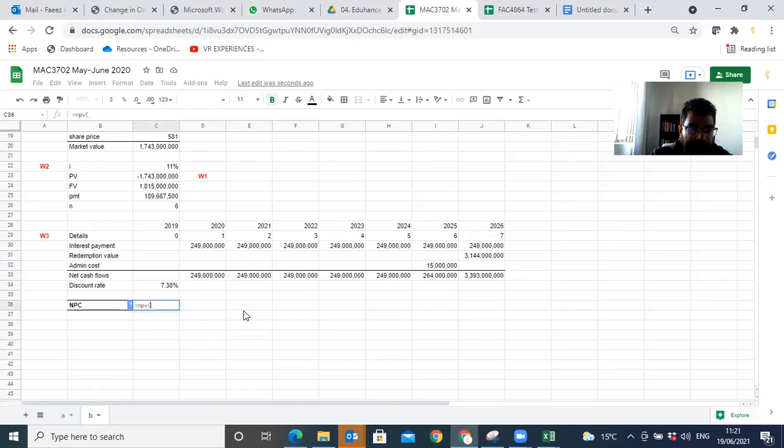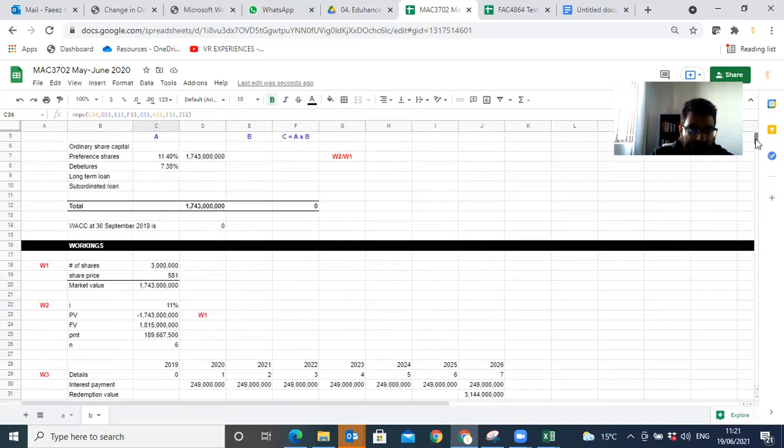For NPV, the first thing they want is the rate. The next thing they want is the various numbers: cash flow 1, cash flow 2, cash flow 3, cash flow 4, cash flow 5, 6, and 7. So my NPV is 3.2. There we go. Now I can plug that in, in C36, working 3.